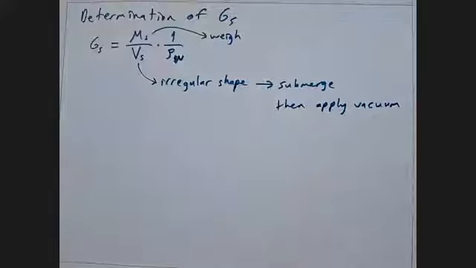So when you apply vacuum, the air pockets, the entrapped air, will expand in volume greatly, and once it does that, it will break apart the soil skeleton. It will just be free and it will float up in the water.